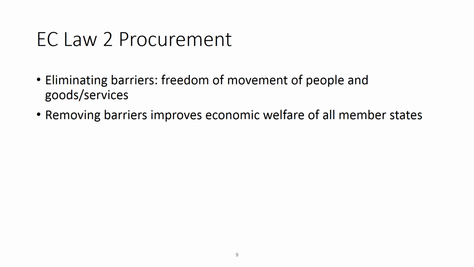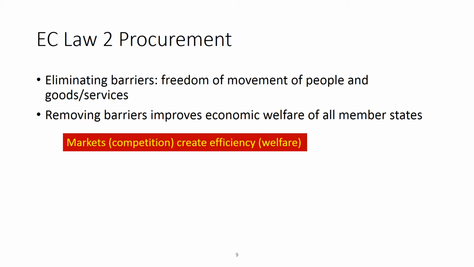I already indicated that procurement law was very important in governing relations, for instance, between designers and constructors if they have worked together. And the basic idea of European procurement law is that it is generally driving towards markets. You can see that in the assumptions that are here: eliminating barriers, so freedom of movement, that's markets, and goods and services. And the idea behind it is that if you remove barriers, it improves economic welfare in all the member states. So this is the idea, that markets are there to create competition. If there is competition, this will create efficiency and thus welfare. So it's important to understand that this is the basic assumption of procurement law in the European Union.